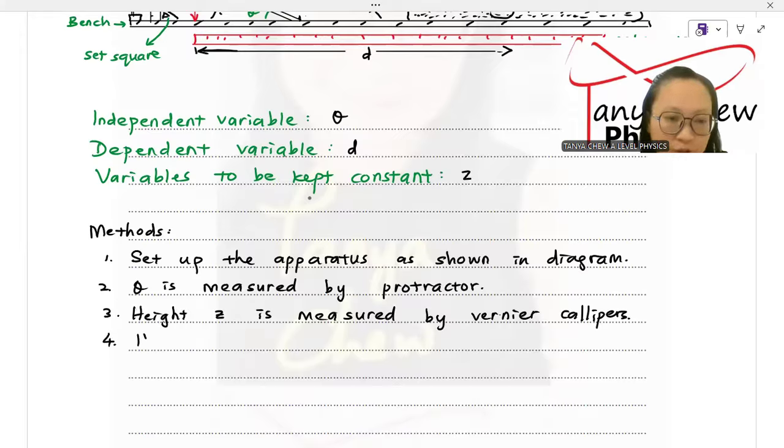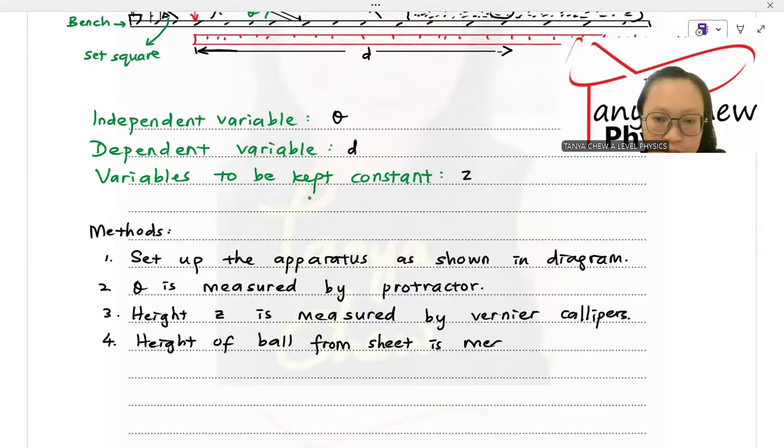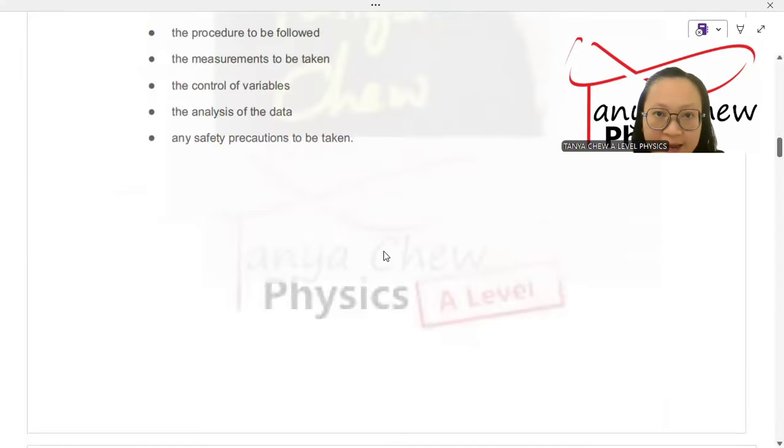Okay, so I'm going to measure height of ball from the sheet is measured by meter rule, the one that I clamp beside the ball, right? And then I am going to tell, because I'm going to make sure that the z is constant, so I'm going to measure the speed where the ball hits the sheet. So that is a v. Could you see that? v is here.